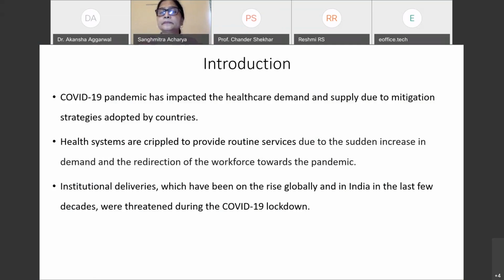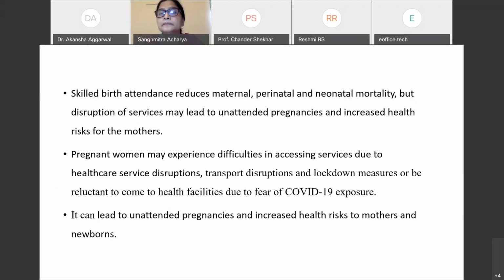The institutional deliveries have been on a rise globally as well as in India because of various schemes which were launched by the government, such as Janani Suraksha Yojana, in the last few decades. But that rise was threatened during the COVID-19 lockdown. Skilled birth attendance is a very important measure which helps us to reduce maternal, perinatal, and neonatal mortality. But because of the disruption of services, it has led to many unattended pregnancies and increased health risk for the mothers.